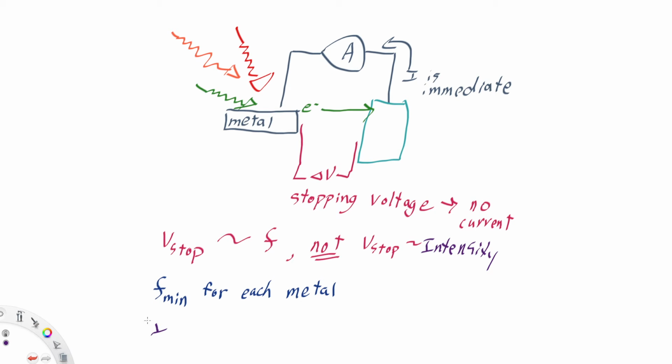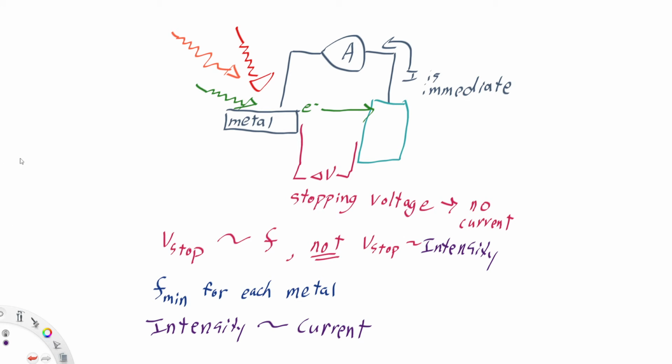The one thing that intensity does affect is the quantity of current that we detect in this setup. So more light equals more current. And this is one of the things that Einstein was able to explain in 1905 in his Year of Miracles. And today it's called the photoelectric effect.